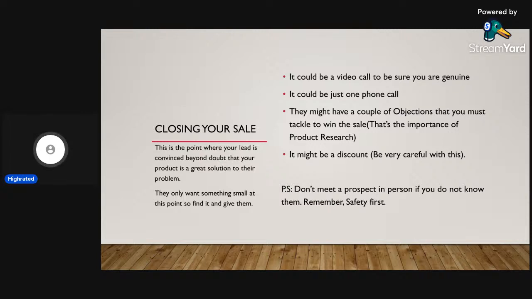It is the point where your lead is already convinced beyond doubt that your product is the solution to their problem. That means before you get to this point, you have done a very beautiful job. They only want something small at this point, so find it and give it to them. What could it be that they are looking for?